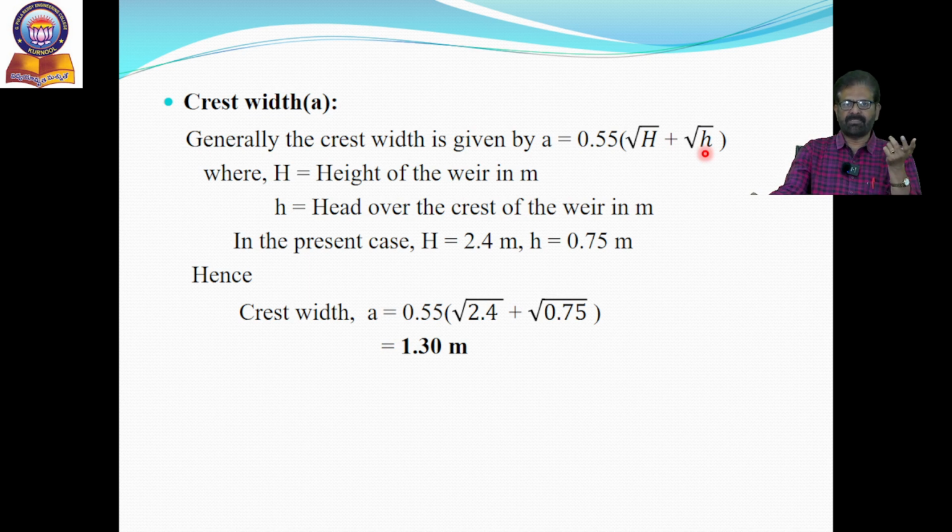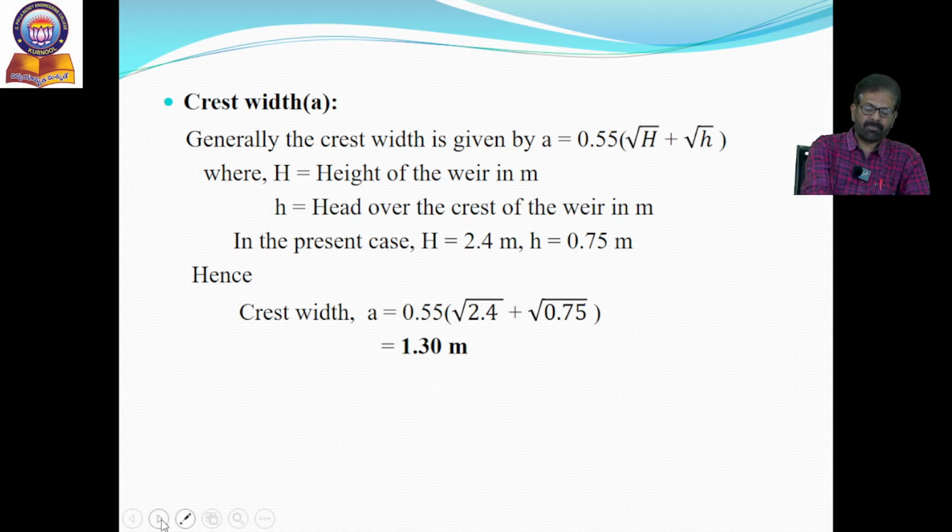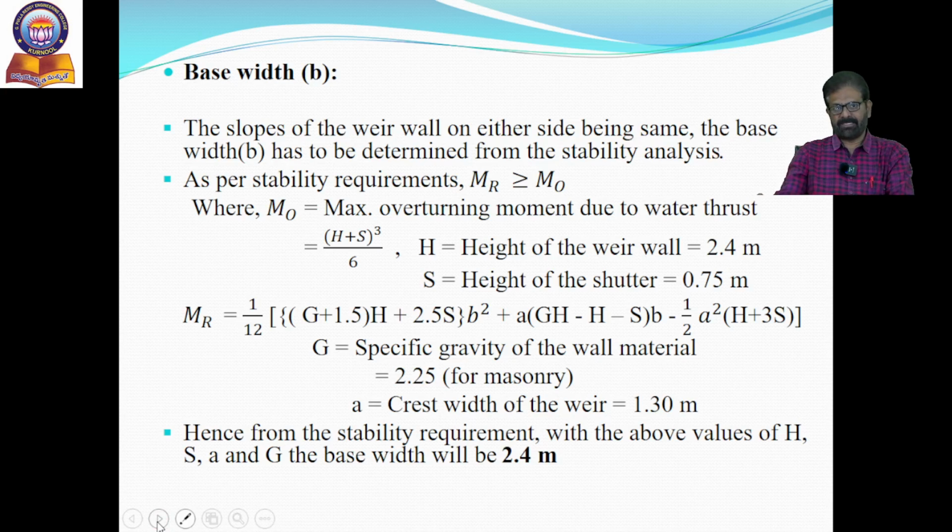In the present case, capital H, that is the height, we just calculated as 2.4 meters, and small h is the head over the crest, that is maximum water level minus FTL, and that is 0.75 meters only. So by substituting these values, you will get the crest width, that is top width of the weir wall, as 1.3 meters. Okay. Now coming to the base width.